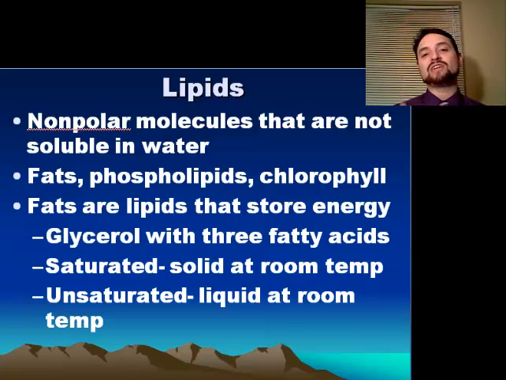You can have a saturated fatty acid, which is solid at room temperature, or an unsaturated fatty acid, which is liquid at room temperature. Most animal fats are solid at room temperature, like bacon grease. If you're cooking bacon and then when you turn the stove off, that grease just sets up in the pan, that's because it's an animal fat.